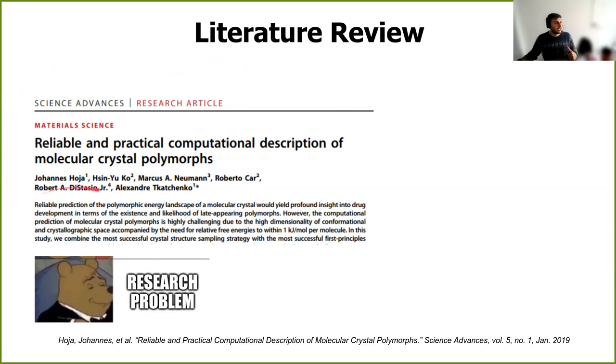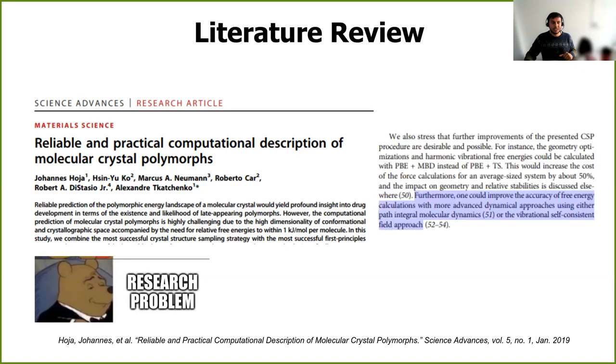But one of the papers that came out was written by some of the winners of these blind tests, Marcus Neumann and Alexandre Tkatchenko. And they came up with this very nice paper where they came up with a methodology to predict the right relative stabilities of polymorphs of crystals used in the latest blind test. And of course their approach was also not perfect, so they also critiqued or suggested improvements in their techniques.